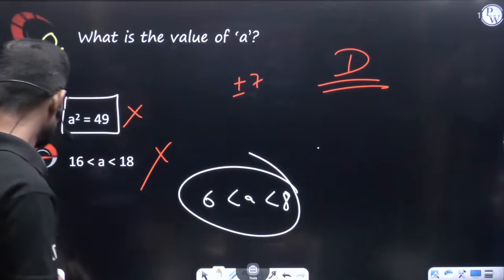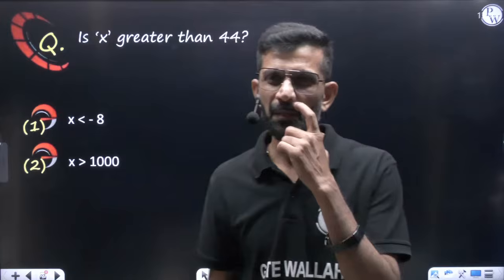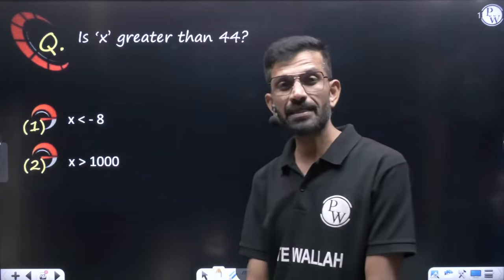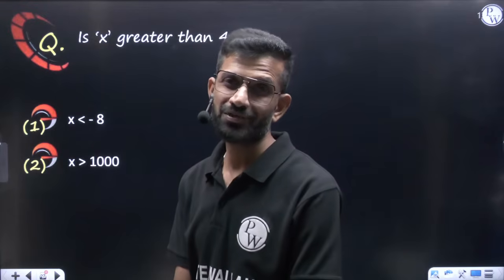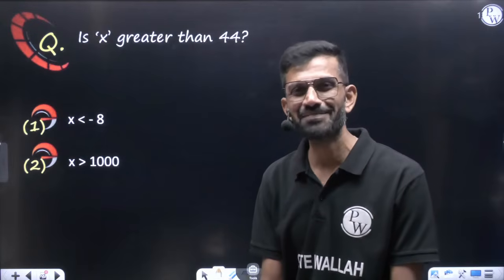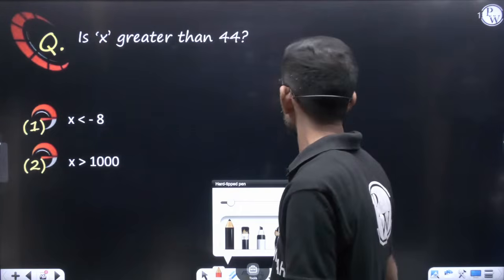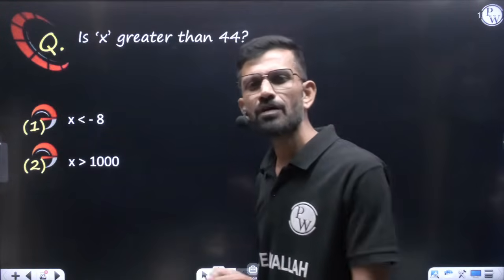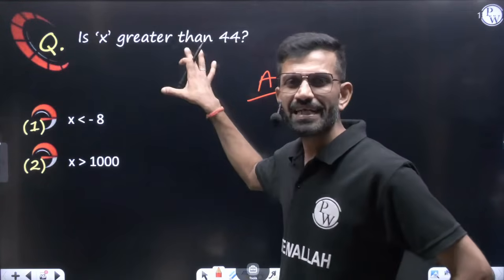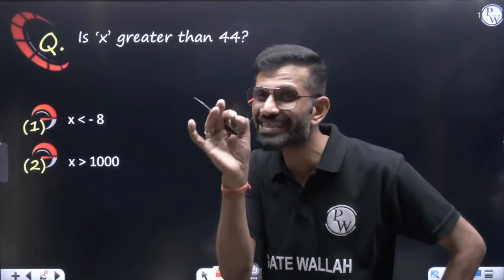Moving further to the next one. Is X greater than 44? First statement, X is less than minus 8. Second statement, X is greater than 1000. So as I was saying, the people who are good at calculation, sometimes they miss this. My dear friend, do you know the answer over here for this? The answer is option A. The first statement is sufficient. How? Is X greater than 44? They are just asking you, is it greater than 44?